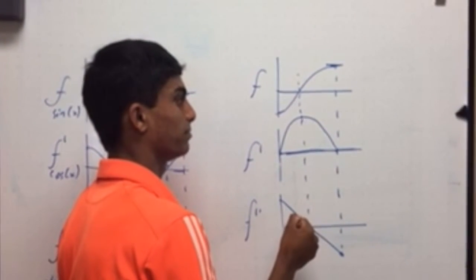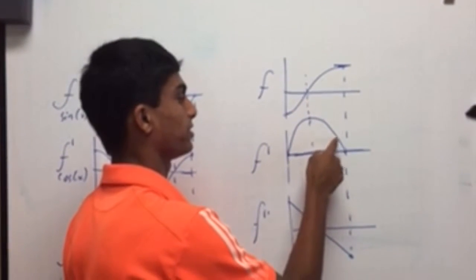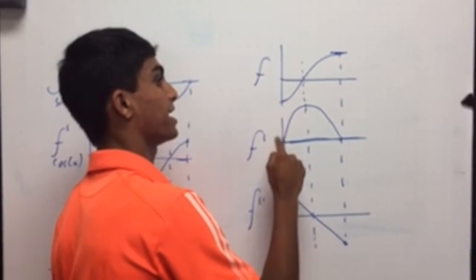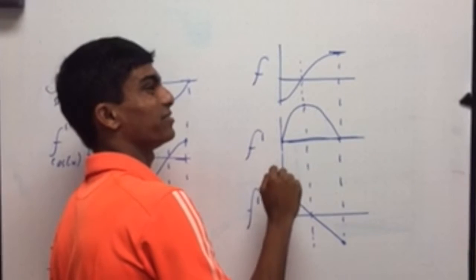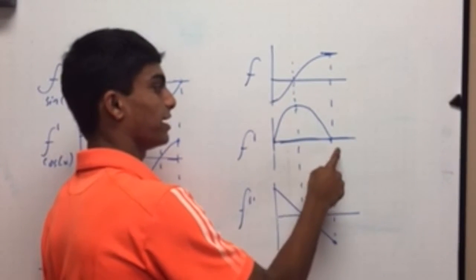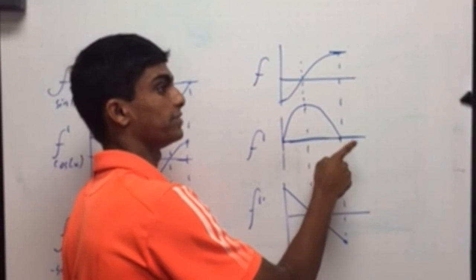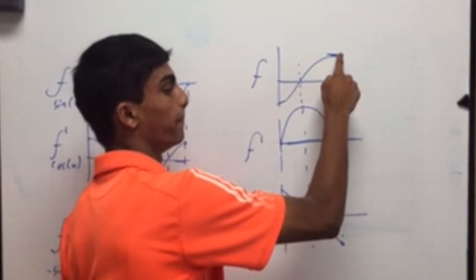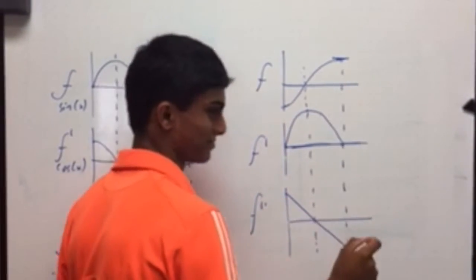Therefore, we can say that these points represent either maximums or minimums of the function. We can tell because if the graph of f prime is passing from negative to positive, that would be a minimum of the function. And if the graph is passing from positive to negative, we have a maximum of the function.